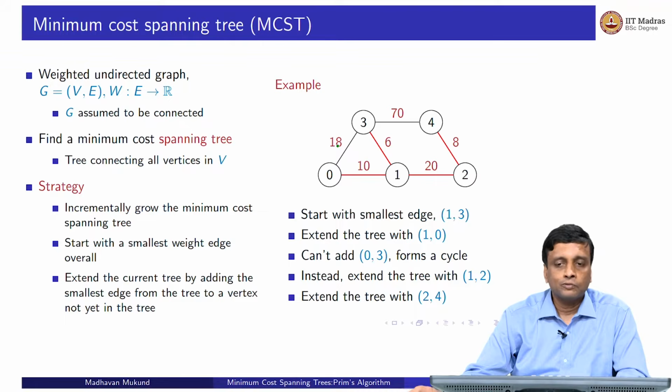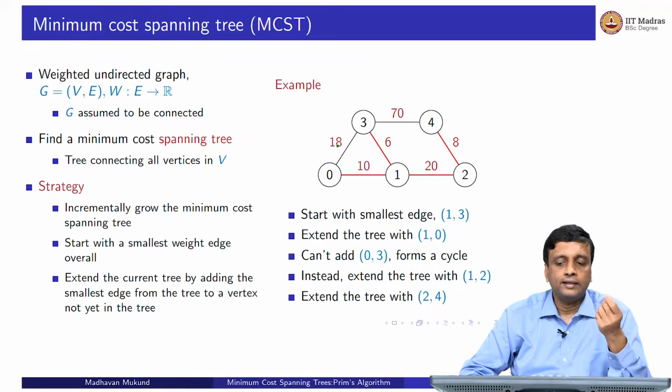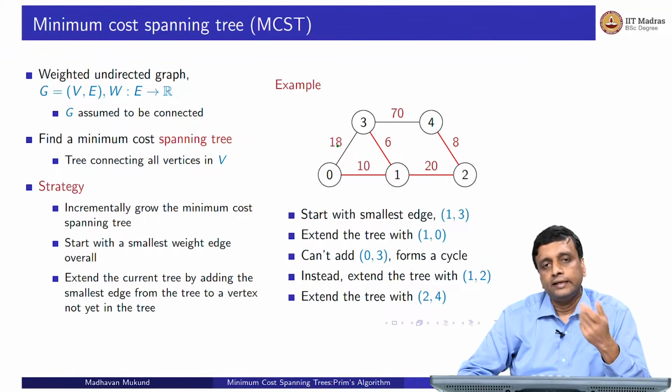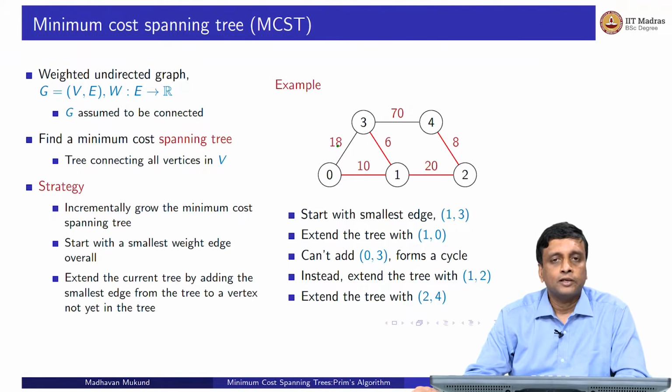So, this is Prim's algorithm. We start with the smallest edge 6, take the smallest edge which is connected to the current tree, 10, then the smallest edge that is connected but does not form a cycle, that is 20, and then 8, and then I get a spanning tree. So, we have to argue that this is correct, of course, but this is Prim's algorithm.